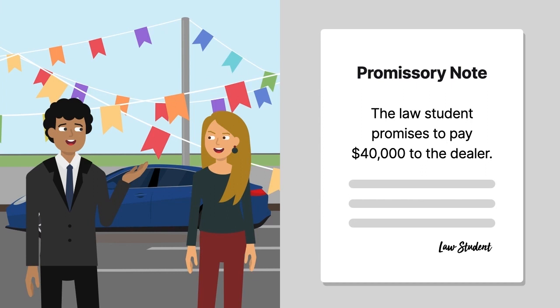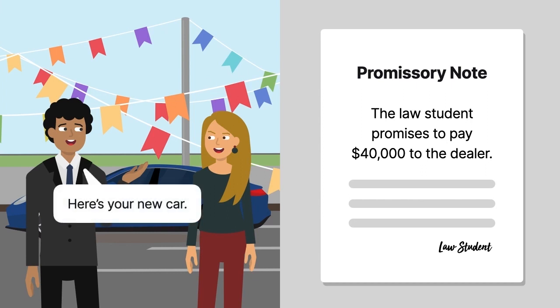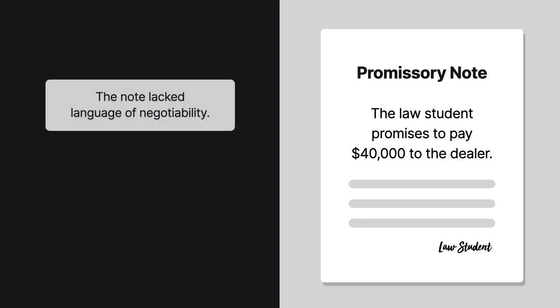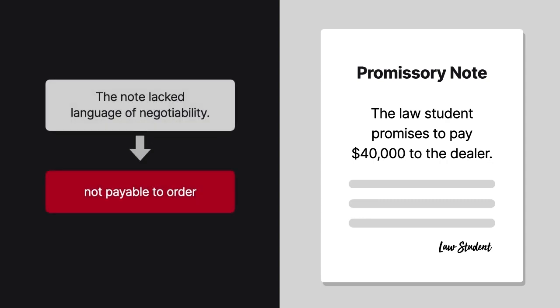Let's say that a law student purchased a new car from a dealer and executed a promissory note stating, quote, "The law student promises to pay $40,000 to the dealer," unquote. Was the note payable to order? No. Despite specifying a payee, nowhere in the note was there language stating that the note was payable to the order of the dealer. Because the note lacked language of negotiability, many courts would find it wasn't payable to order.